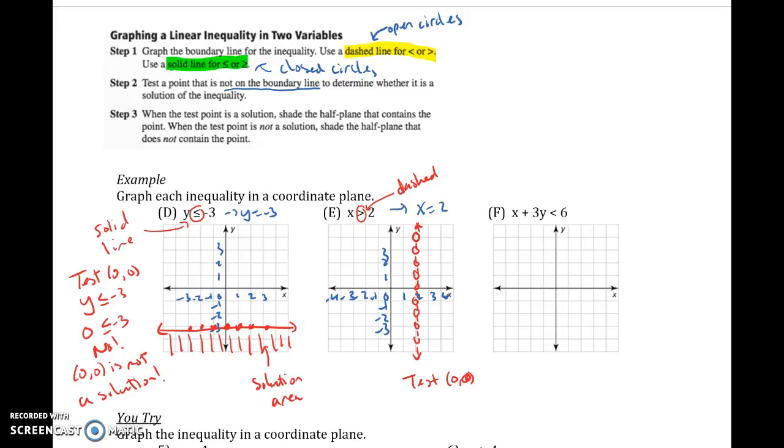Going back to the original problem, so not the equals, x is greater than 2. There's no y, so don't worry about it. Is 0 greater than 2? No, it's false. So 0, 0 is again not a solution. So that means 0, 0 is going to be on the open side, and I want to shade the opposite of 0, 0. So here's my solution region.